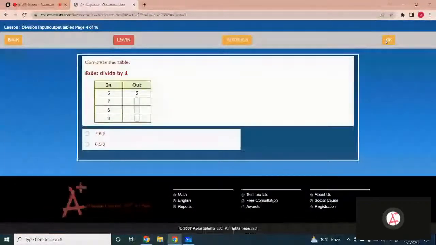Okay, come to the table. You have to divide by 1. Which option is the correct one? 7, 8, 9, 4, 6, 5, and 2. You can think the answer and then answer. Take your time. Please think and then answer. Which option is the correct one?